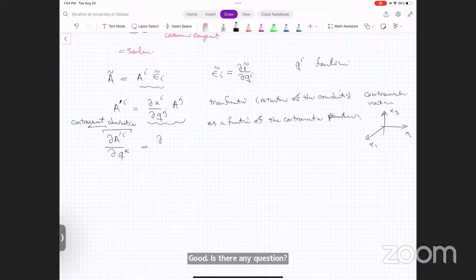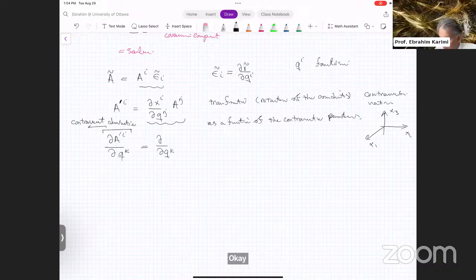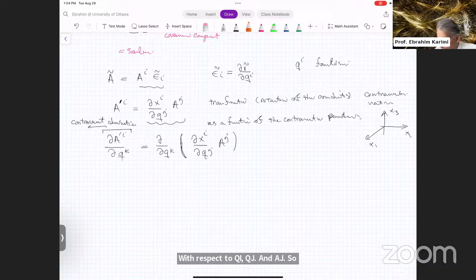Wonderful. So I will take the derivative with respect to QK, and now the vector A prime has two parts: dx prime i with respect to Qj, and Aj. So it looks like having two functions, the first function and the second function. I have to take the derivative of the first function plus the derivative of the second function. So this is what I will write down.